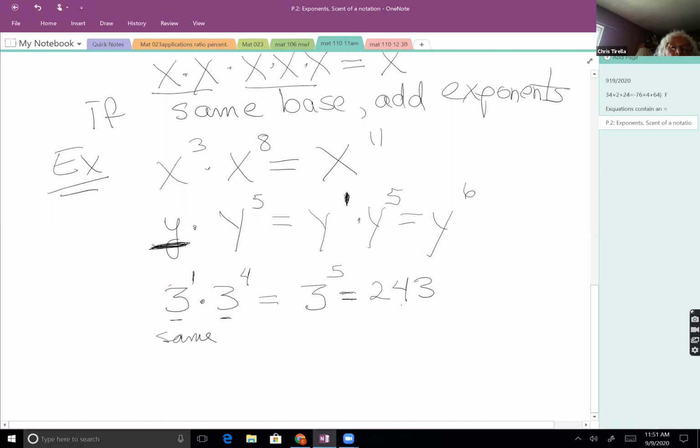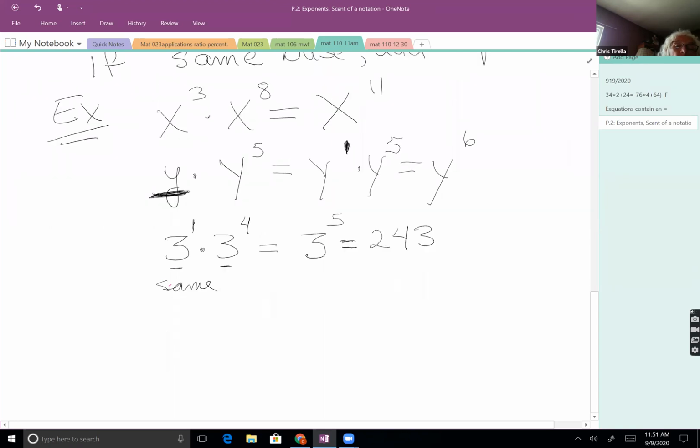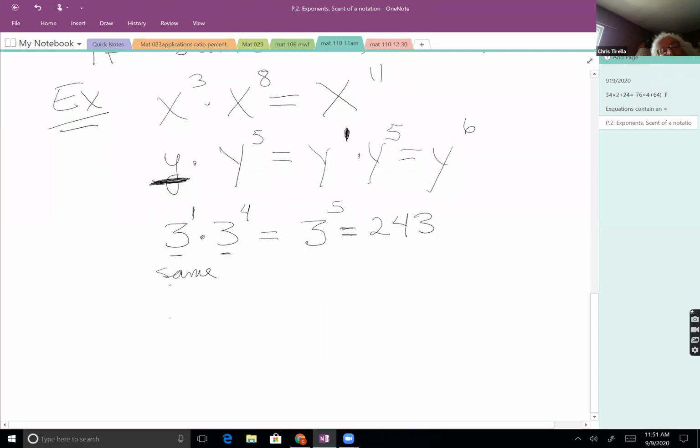If the bases are the same, they stay the same. So if I have something like 10 to the second times 10 to the third, the bases are both 10, I'm going to keep that base 10. And then I'll add my exponents. 3 plus 2, pardon me, is 5. And so then 1, 2, 3, 4, 5 zeros gives me 100,000.